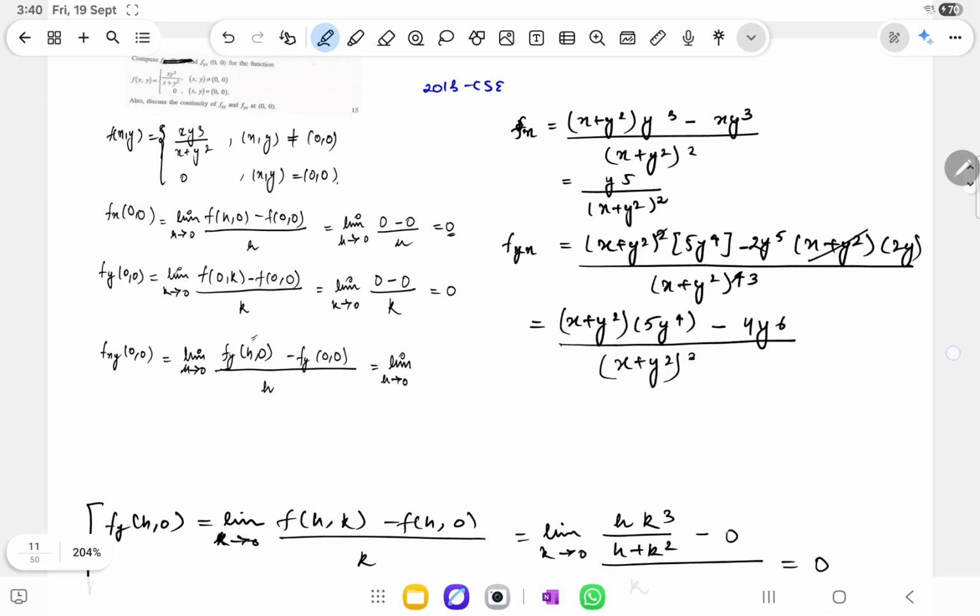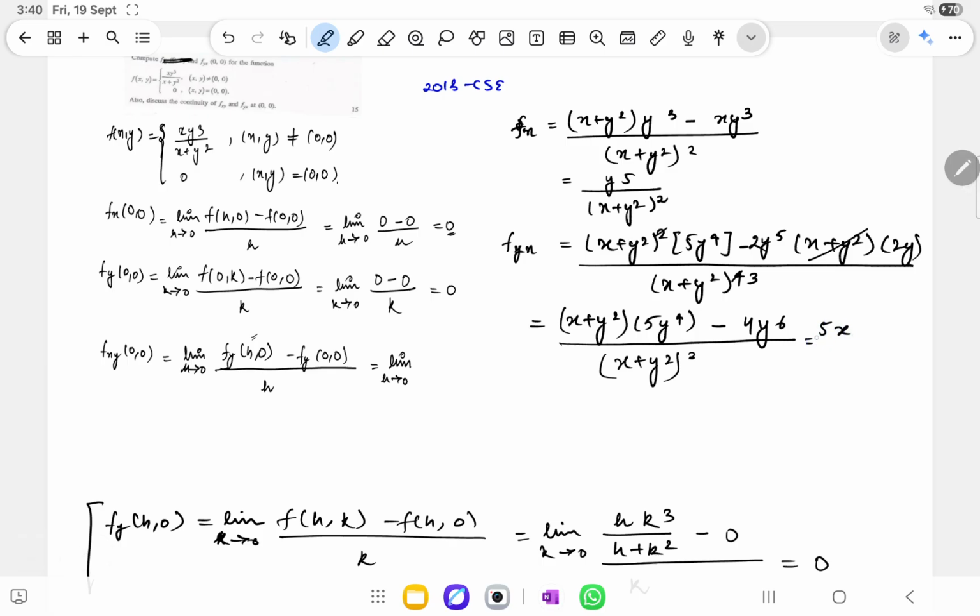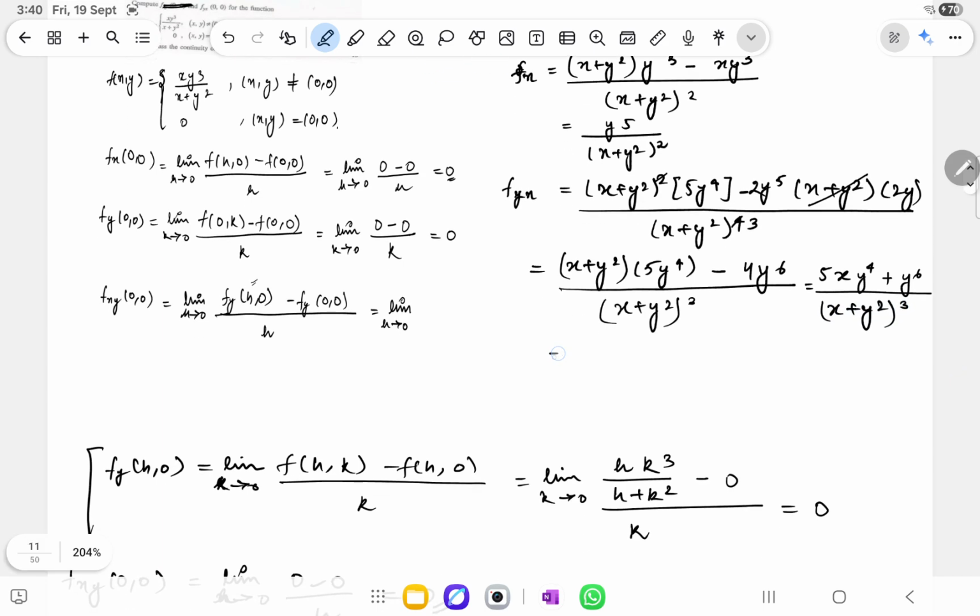So this term is basically equal to 5xy raised 4 plus 5y raised 6 minus 4y raised 6, that is y raised 6, divided by (x plus y square) cube. And this thing equals, if I take y raised 4 common, I'll get 5x plus y square, divided by (x plus y square) cube.